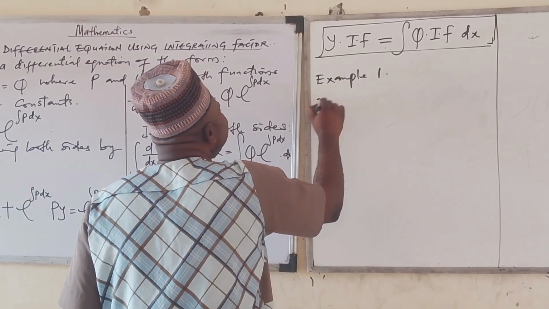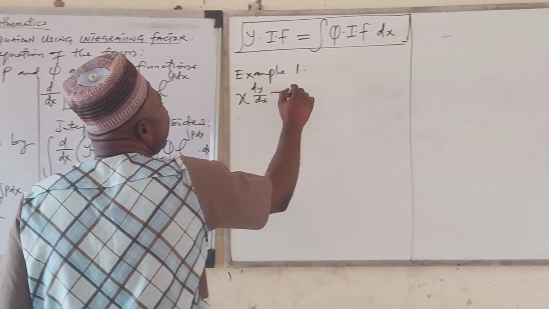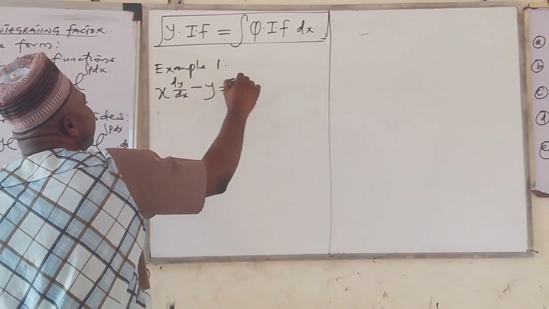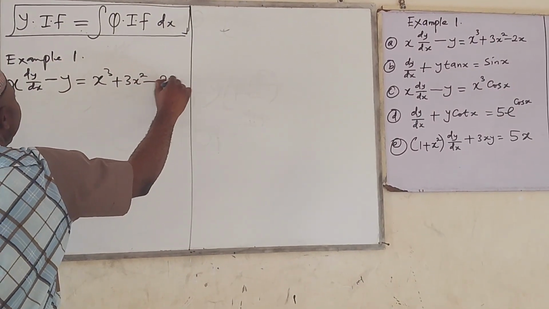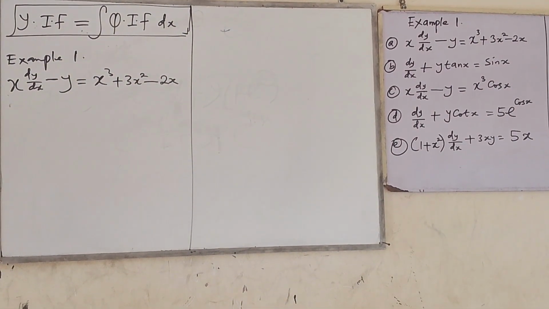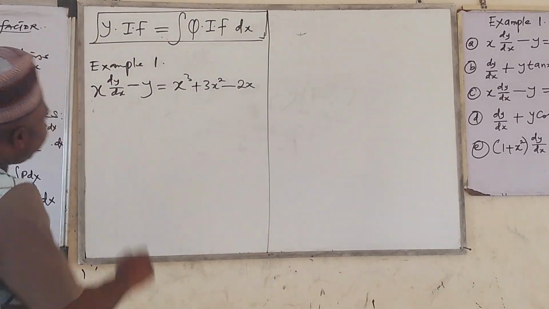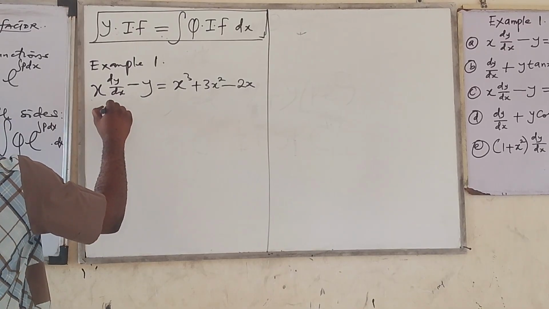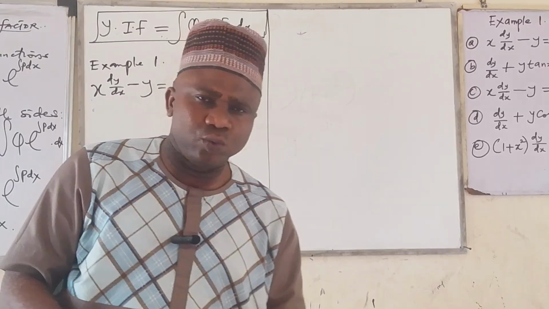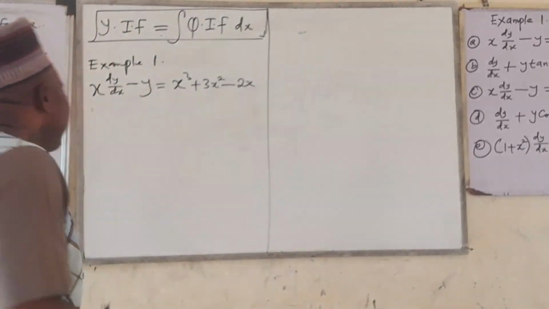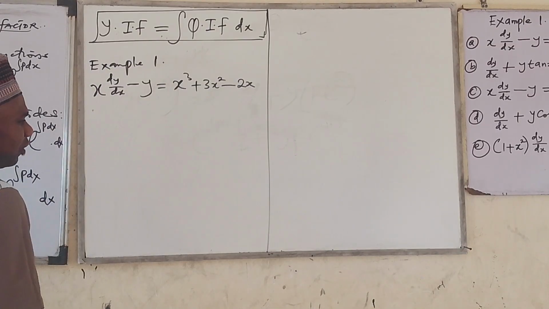We have x dy/dx minus y is equal to x cubed plus 3x squared minus 2x. Now this is a linear equation in the form dy/dx plus py is equal to q. So in this case, to solve this, first of all, we have to divide through by the coefficient of dy/dx.